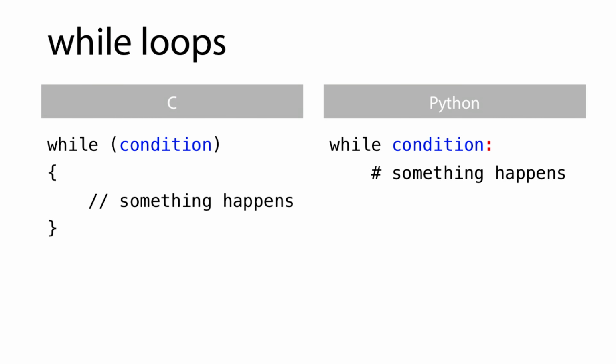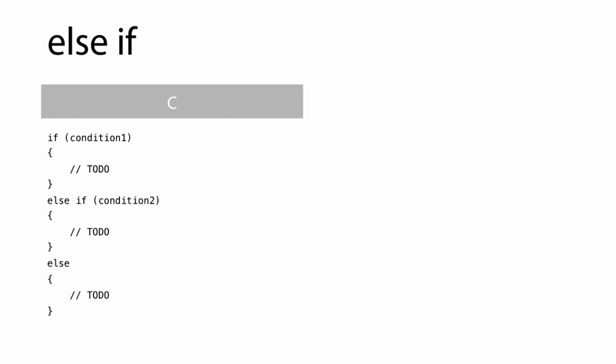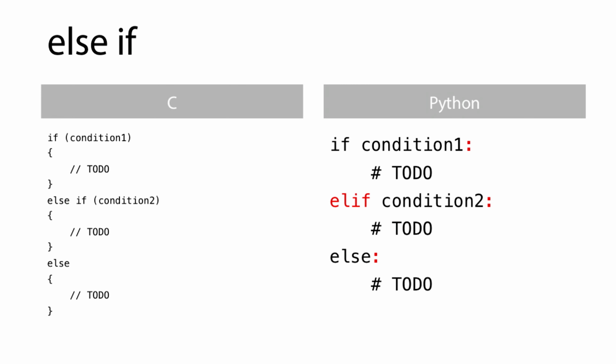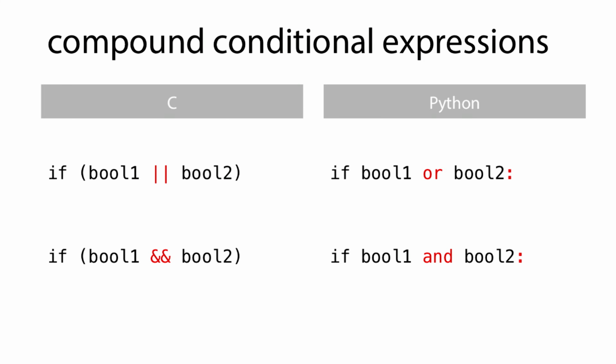Take this while loop, for instance. You'll notice that the condition doesn't need to be surrounded by parentheses, and it's followed by a colon. Then the else-if loops. Instead of else-if, we now have elifs. Again, you'll notice that the conditions don't need parentheses around them, and they're followed by a colon in order to enter that body of the condition.